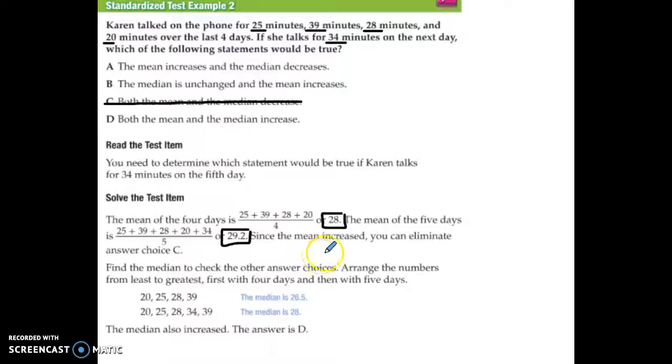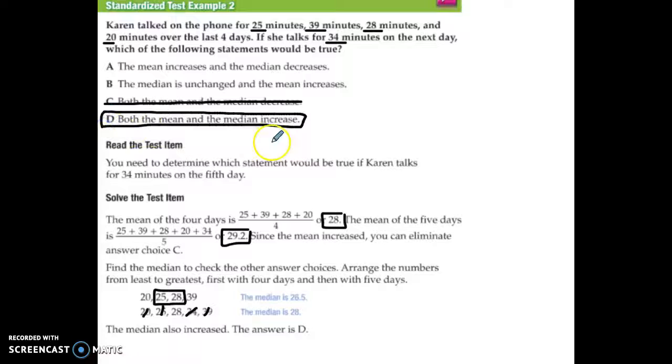Now what happens to the median? Well, here's a list of my original 4 numbers. The median would be halfway in between the middle two, which would be 26.5. And then here, since I have an odd number, my median is 28. So my median went up from 26.5 to 28. So they both went up. Well, the one that says they both went up is D, right here.